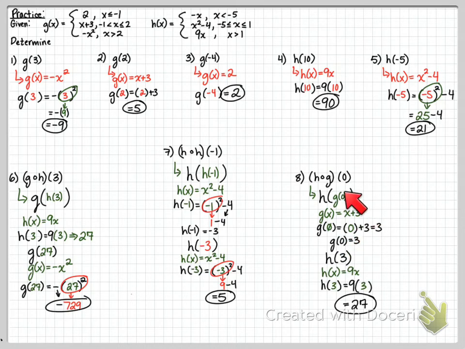We're plugging that 3 back in, and it's going to be h of 3. And then 3 is greater than 1 for our h of x, so we're going to be using h of x equals 9x. And then we're going to be plugging 3 in, so 9 times 3 is 27.